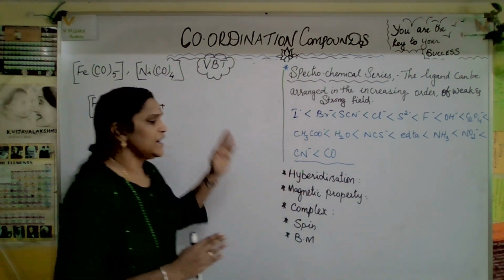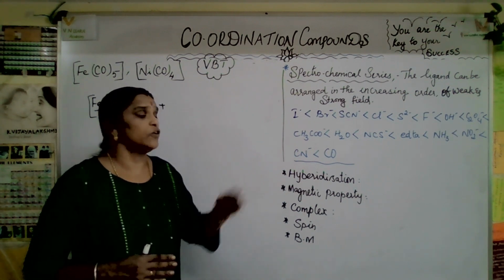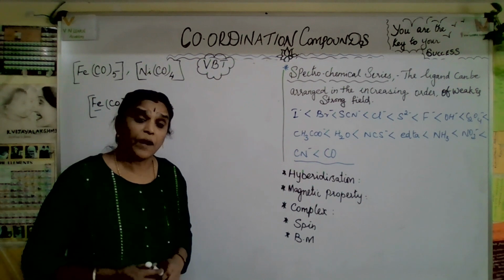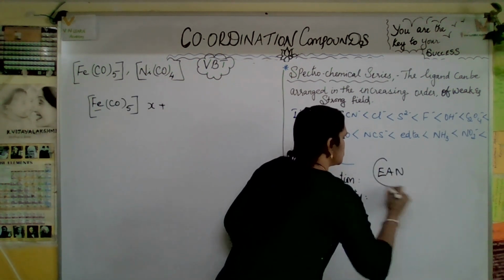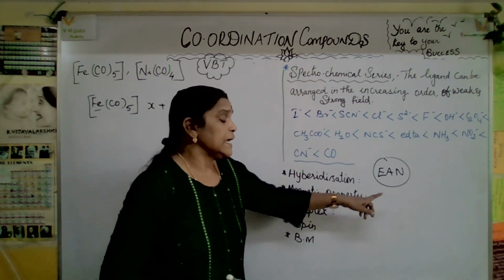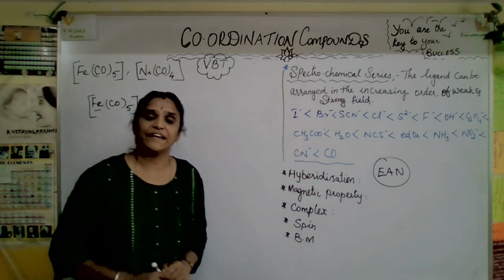Now let us go through some more examples to find out what points are to be noted. And one more thing, we are also going to go through EAN. What is EAN? Effective atomic number. That is also in this session. Let us go and learn.